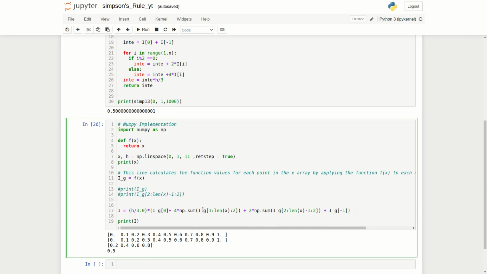Very easy and very fast, and if you understand this slicing technique, you can use the technique. It is a very fast implementation. It is very much used in engineering, science and all this.